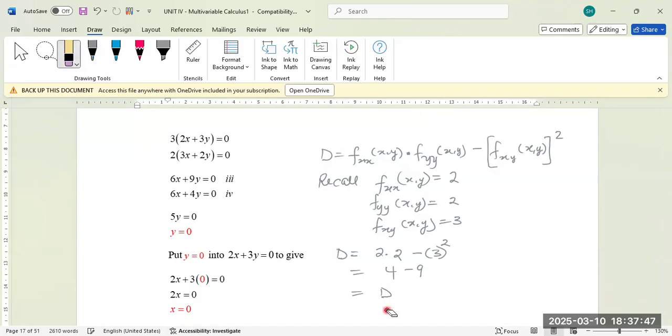Uh-oh, D looks like it's negative. So if D is negative, what is it? Once I say D comes out to be negative, that's it. Don't bother to check f of xx or f of yy. You don't need to. Once D is negative, saddle point. Follow me?